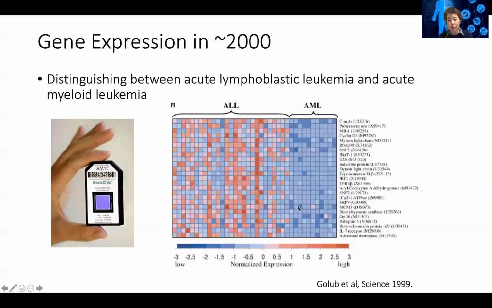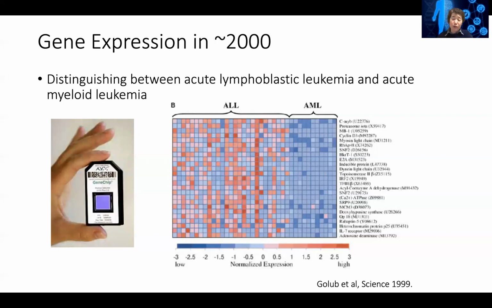So each column is one patient sample. And then they profiled RNA on this commercial microarray to look at the expression of thousands of genes in each sample. And by looking at the differentially expressed genes, they were able to identify gene markers, for example, that are much higher expressed in ALL compared to AML. And they can also identify genes that are highly expressed in AML.